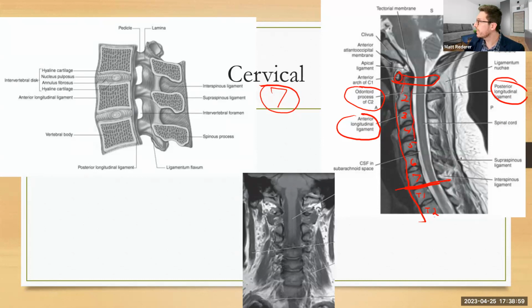And if a patient has a herniated disc, it usually pushes this ligament out into the cord area. All right, so that's the posterior ligament.